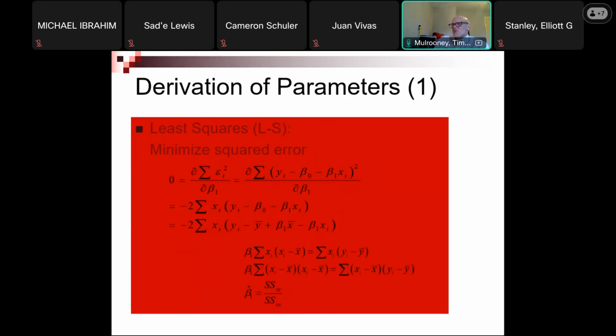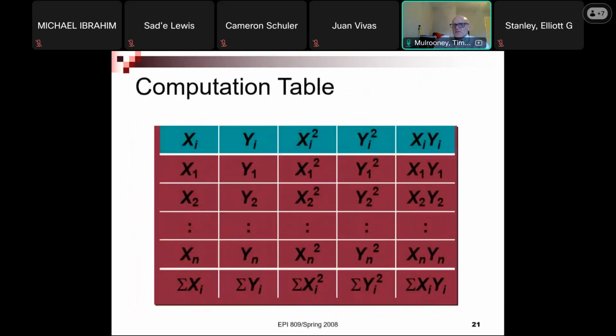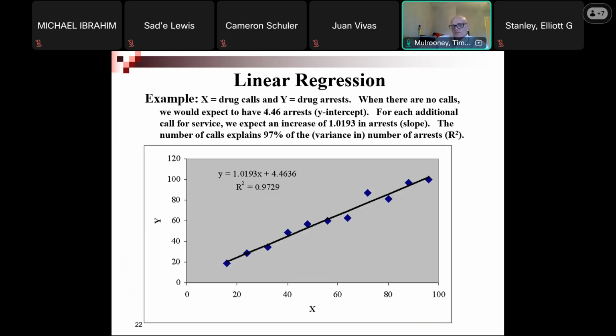This is the computation table we have, because at the end of the day, even in Excel, you can see we're going to do this in Excel today. This is what we get. This is a criminal justice example here: drug calls versus drug arrests. So can we predict the number of drug arrests in a zip code or a neighborhood based on the number of drug calls that it receives?